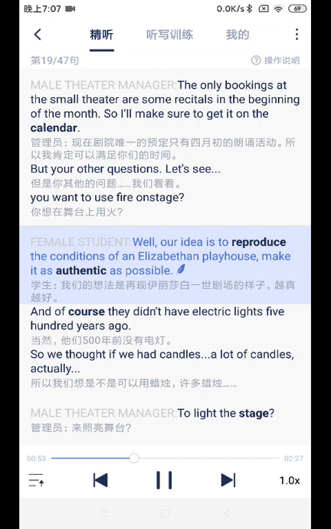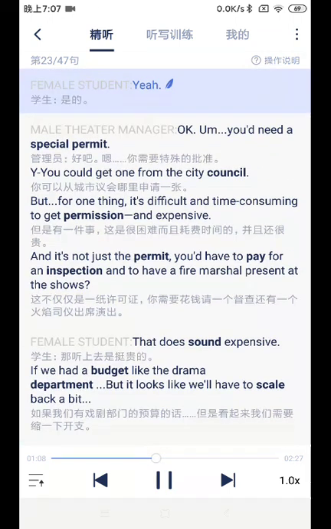Well, our idea is to reproduce the conditions of an Elizabethan playhouse. Make it as authentic as possible. And of course, they didn't have electric lights 500 years ago. So we thought if we had candles, a lot of candles actually. To light the stage? Yeah.